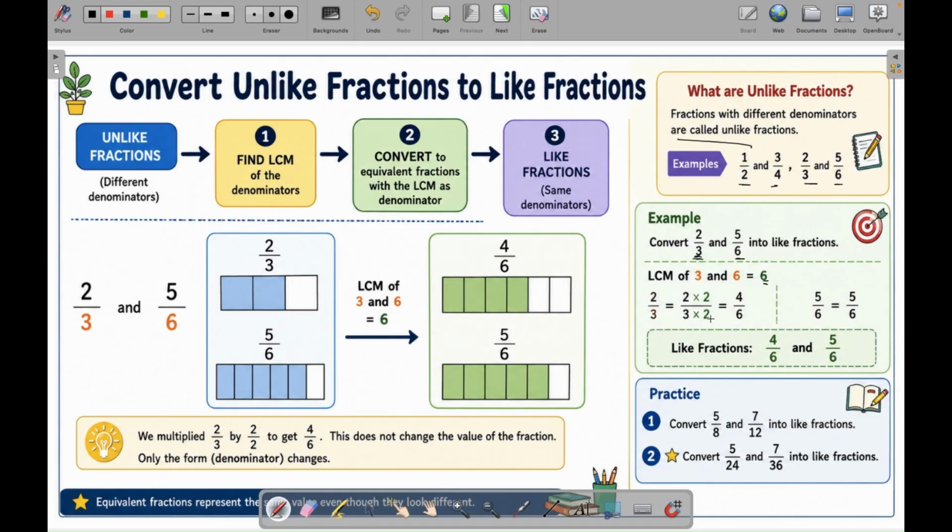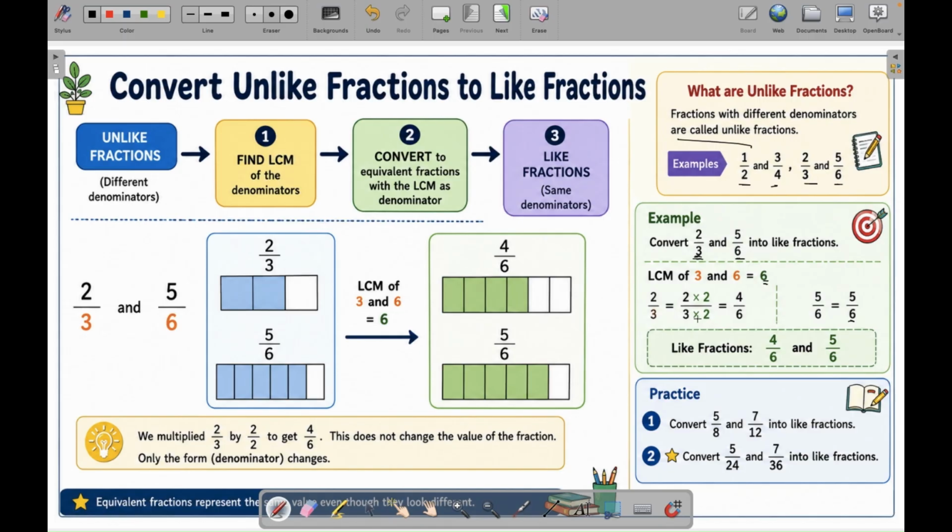When I'm multiplying the denominator with something, I should also multiply the numerator with the same thing. So 3 times 2 is 6, so I'll multiply the numerator with 2 as well, so that these are equivalent fractions and the value does not change. I multiply both the numerator and denominator and get 4 by 6. Similarly, 5 by 6 already has 6 in the denominator, so we don't have to convert. So we get 5 by 6. These were two unlike fractions, and we have converted them to like fractions, which are 4 by 6 and 5 by 6.